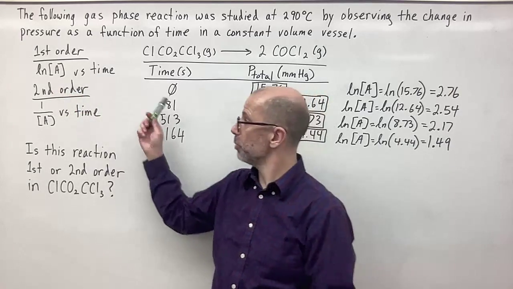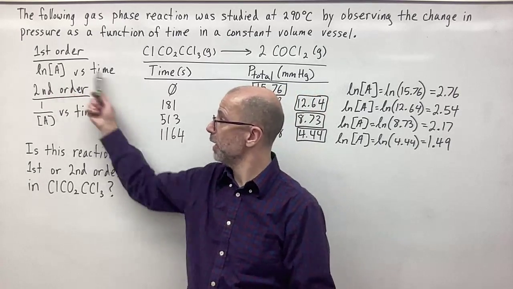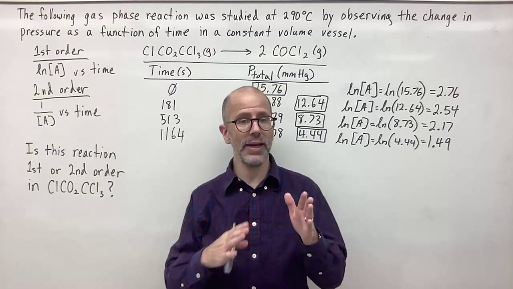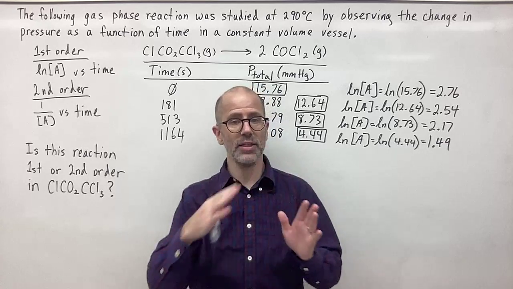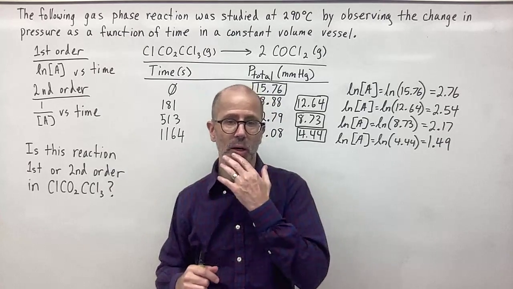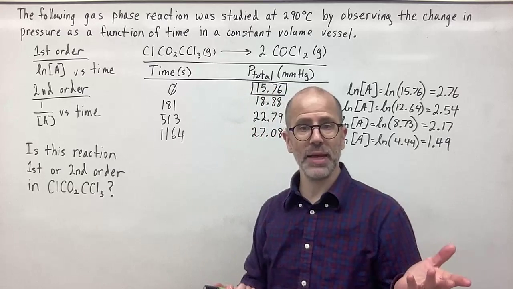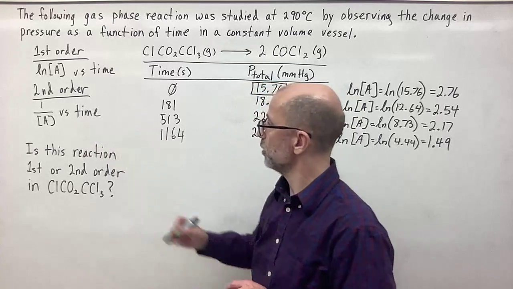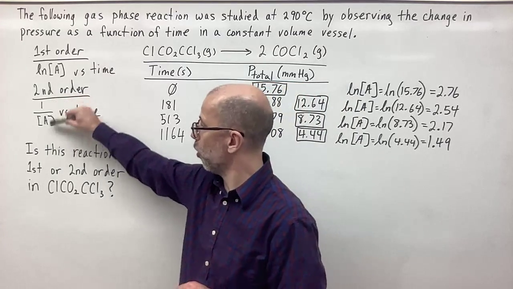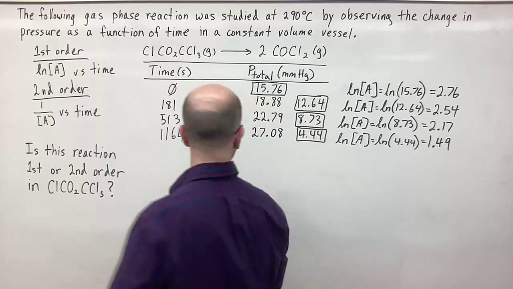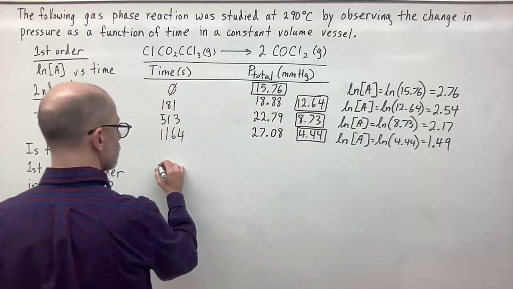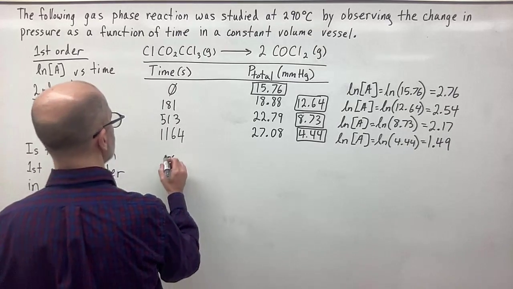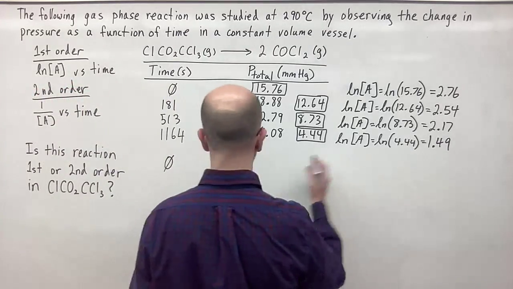I can plot this versus time, and I can see if the trend line is straight through the data. Does the data fit a straight line? Okay, but I do the same thing also with regard to second order, right? So in this case, I would have to find the 1 over A. So for second order, here's the first order data.